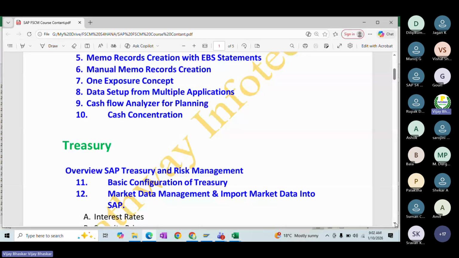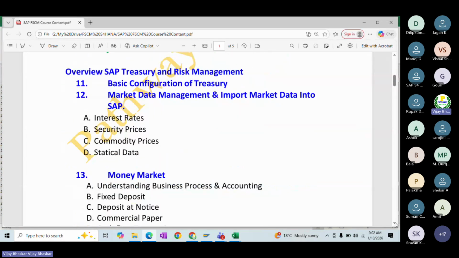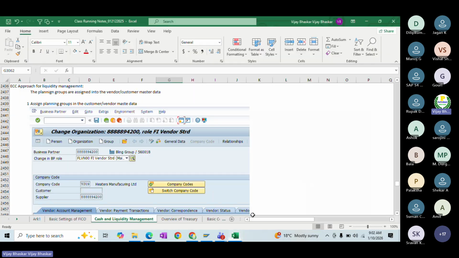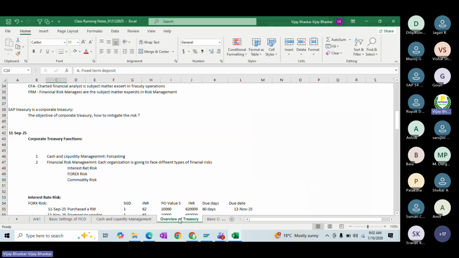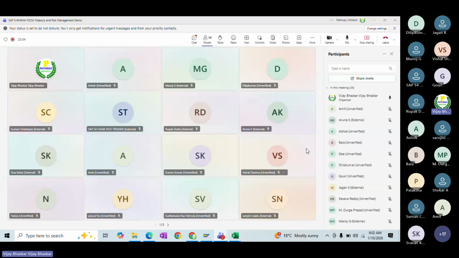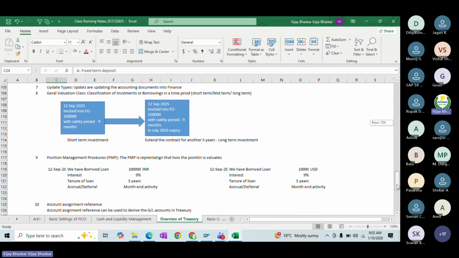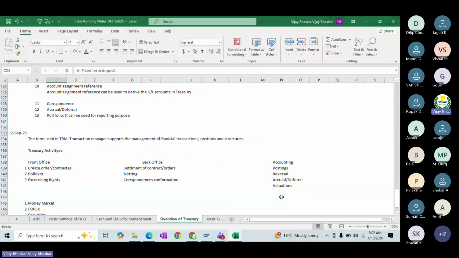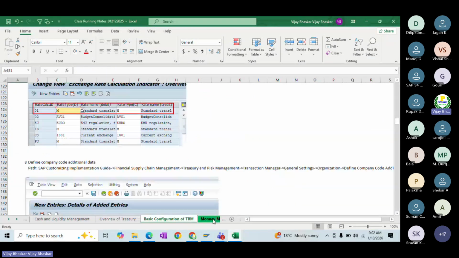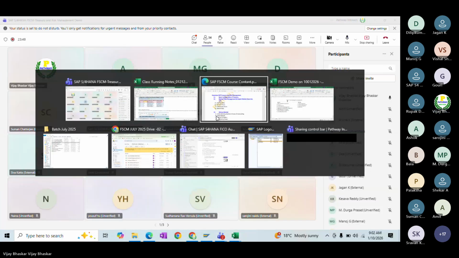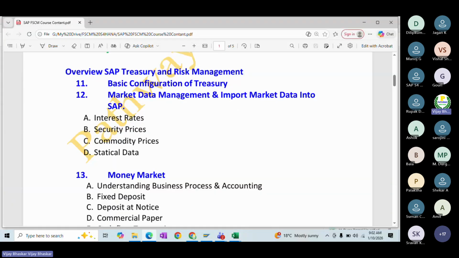Coming back to that, under treasury, what are the topics we are going to cover? You can see here the sessions, how they have been laid out. Overview of the treasury has been taken here. This is just an overview only, we have not configured anything. Moving on, overview of treasury and risk management, and basic configuration.